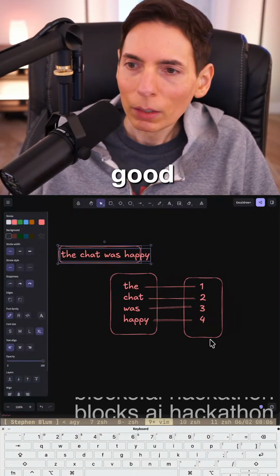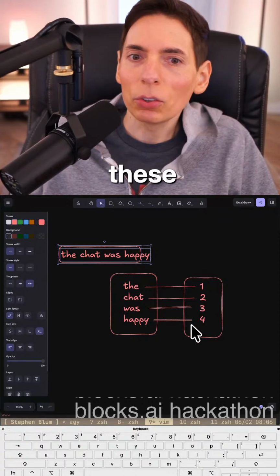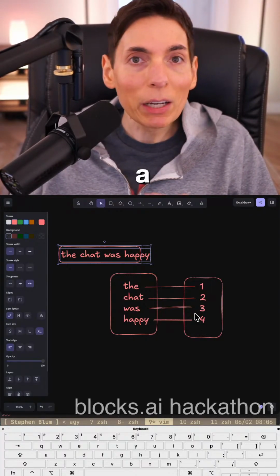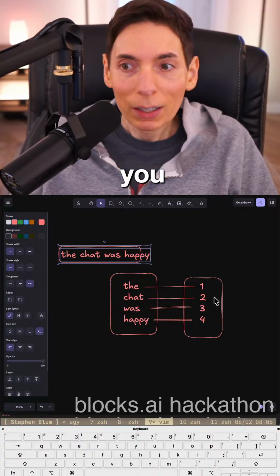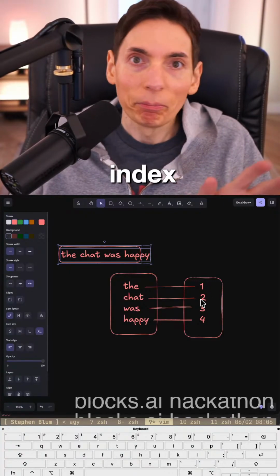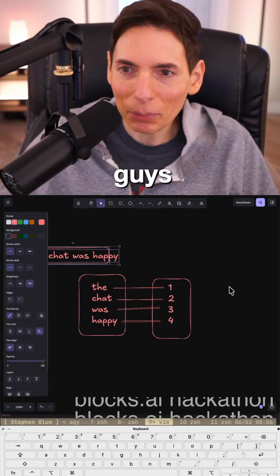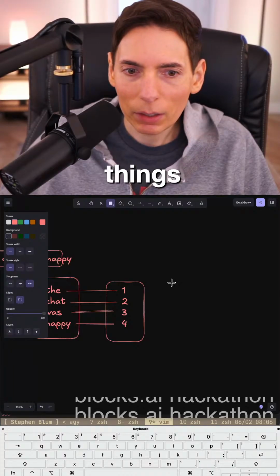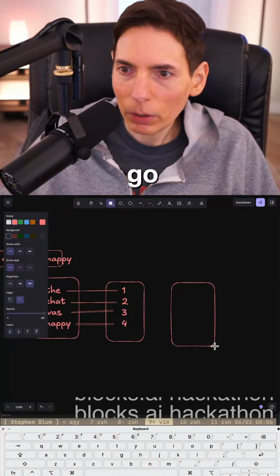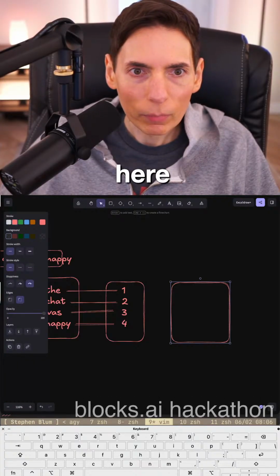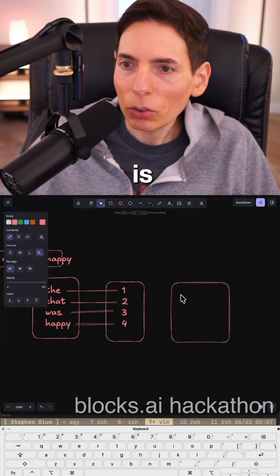So far, so good. Then we need to embed these with an embedding model. The embedding model is just a matrix, and you select the row in the matrix that is assigned to the index. Really simple, you guys. Okay, so let's go on to the next phase here, keeping things simple and easy. So that is going to be multiplied here, and this is the embedding layer.